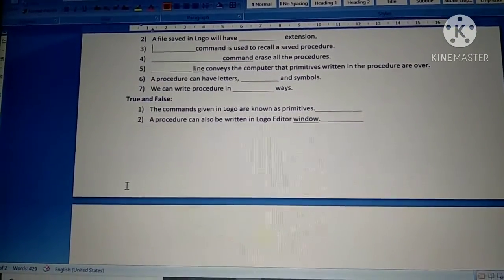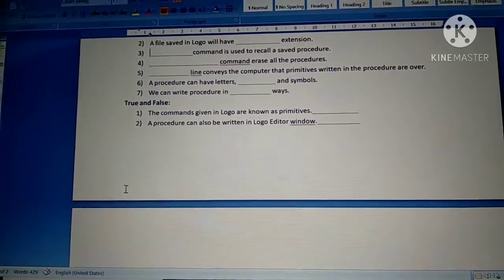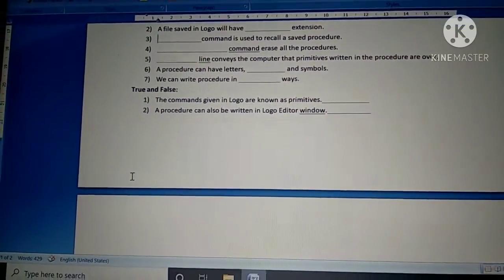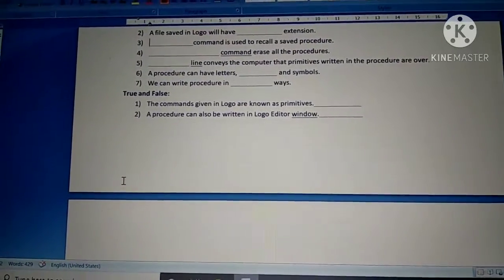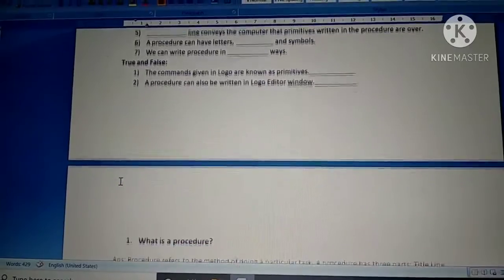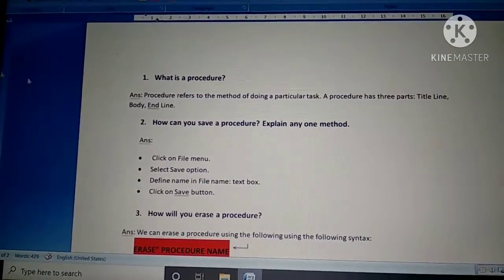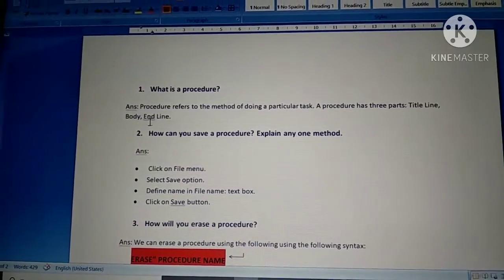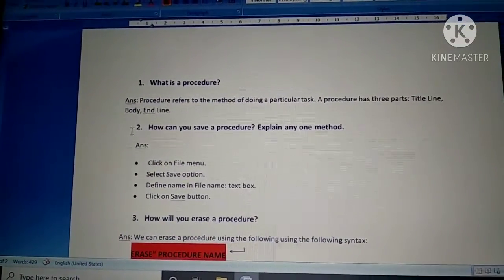Next is true or false. The commands given in Logo are known as primitives. Is it true or false? Yes, it is true. Next, a procedure can also be written in the Logo editor window. It is also true. And these are the question answers. What is a procedure? Procedure refers to the method of doing a particular task. A procedure can have three parts: title line, body and end line.